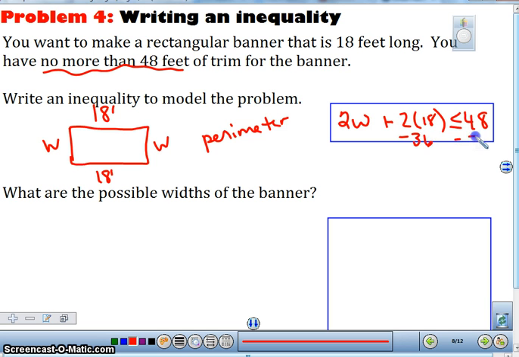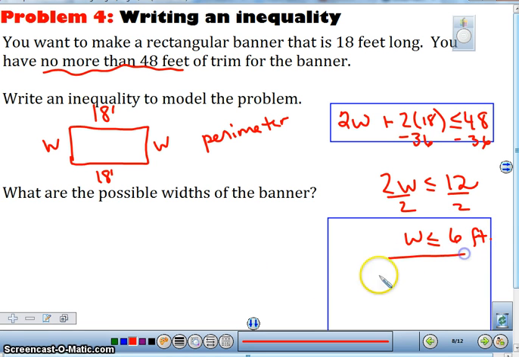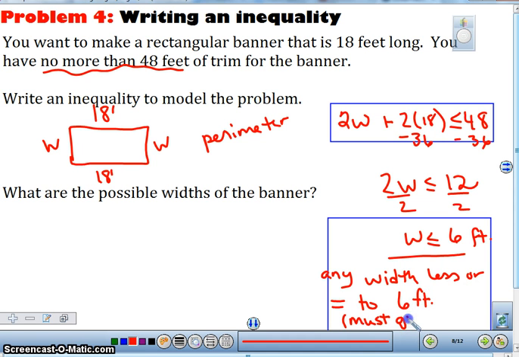Someone said, can I subtract 36 from both sides? Yes. 2w is less or equal to, when we are subtracting, we should have 12. We're dividing by a positive 2. So our width has to be less or equal to 6, and in this case, we would say feet. So if w is less or equal to 6, how do we write that out? We will say any width less or equal to 6 feet. But key thing, it must be what? Greater than, and in this case, I hear some of you saying it, 0. Has to be greater than 0, okay?